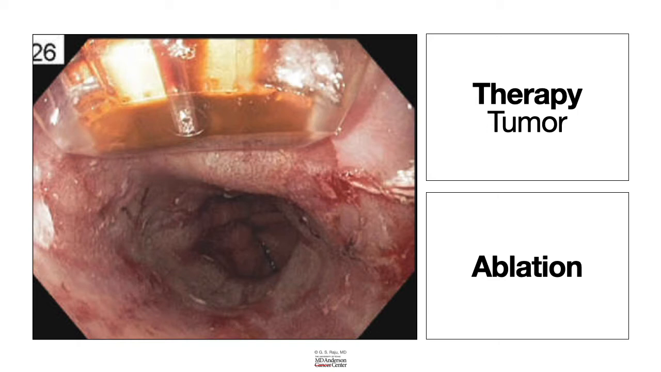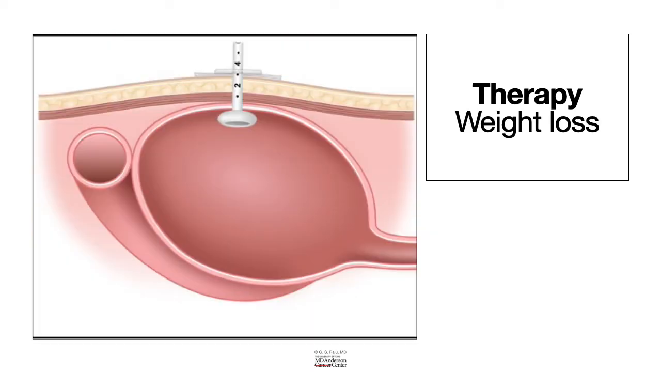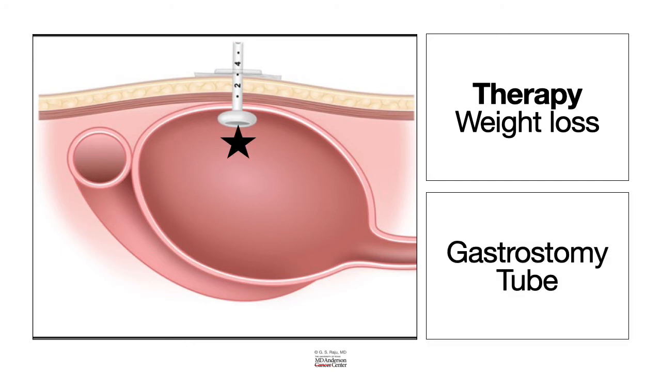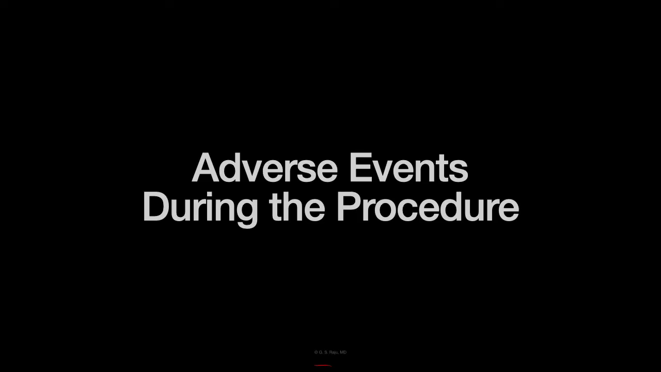Endoscopy can also be useful to provide access for nutrition, especially if somebody has lost weight. You could place a gastrostomy tube, and that allows the patient to have nutritional support through the gut. So in summary, we covered the types of scopes, indications for EGD, and now we will talk about adverse events during the procedure.